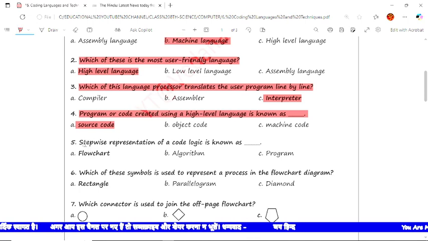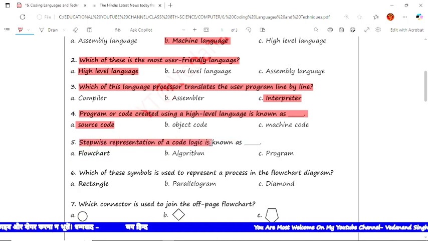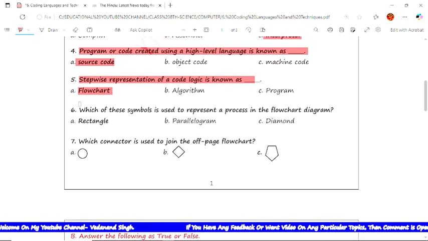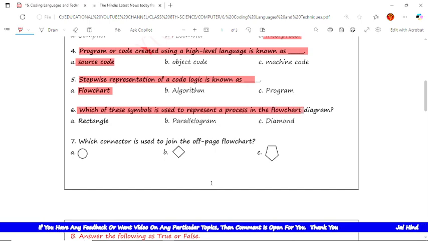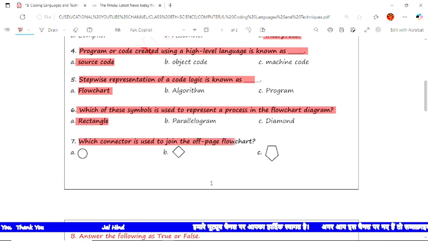The next is step-wise representation of code language logic is known as flowchart. Flowchart is a representation of data in the form of shapes. Now the next is which of these symbols is used to represent a process in a flowchart diagram? Among the options, the rectangle is the correct option. So the next question is which connector is used to join the off page flowchart? Among these options, that is the pentagon. C is the correct option for the question.